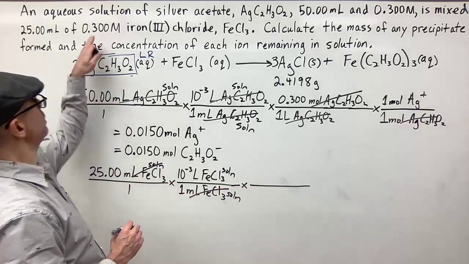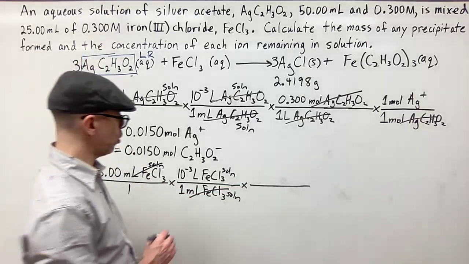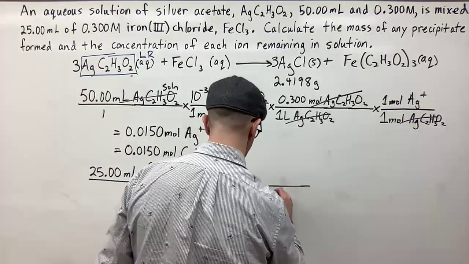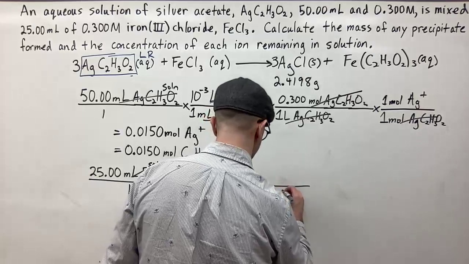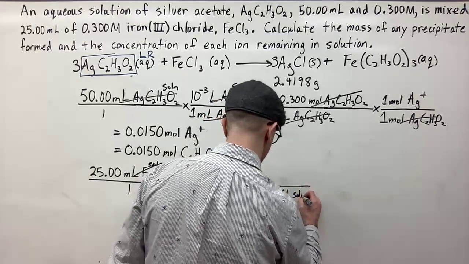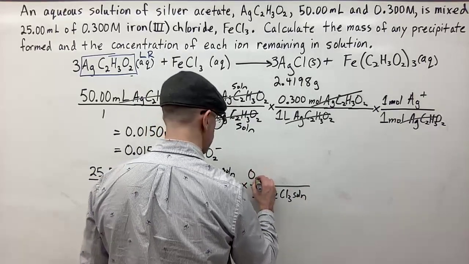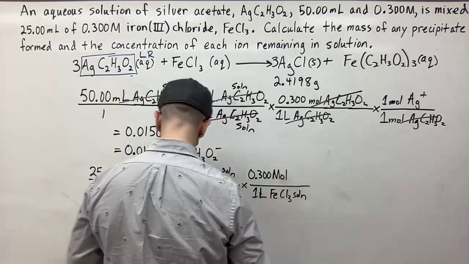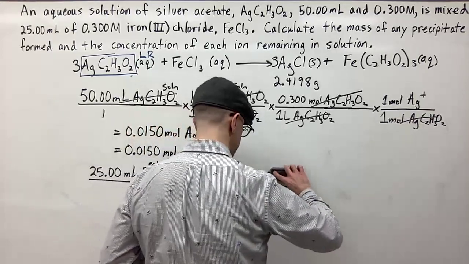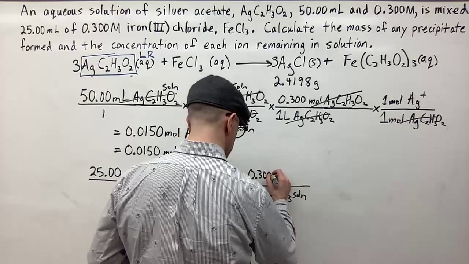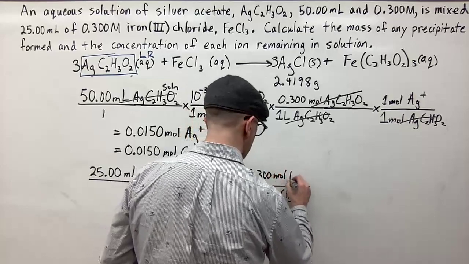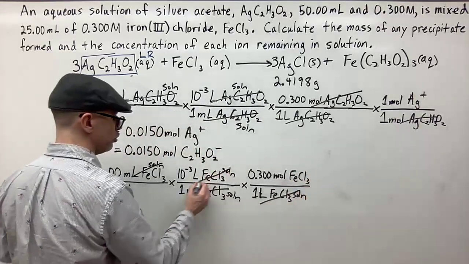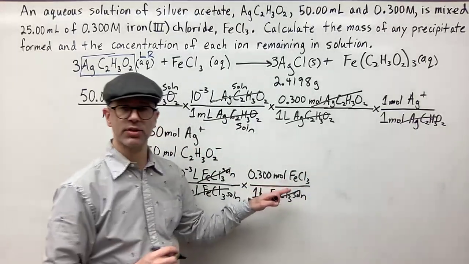So again, it's going to be 0.300 molar. So that means 1 liter of the FeCl3 solution on the bottom, and 0.300 moles of the FeCl3. Shouldn't be a capital M, that's too confusing. So liters of the solution cancel out. Now I have moles of the solute.